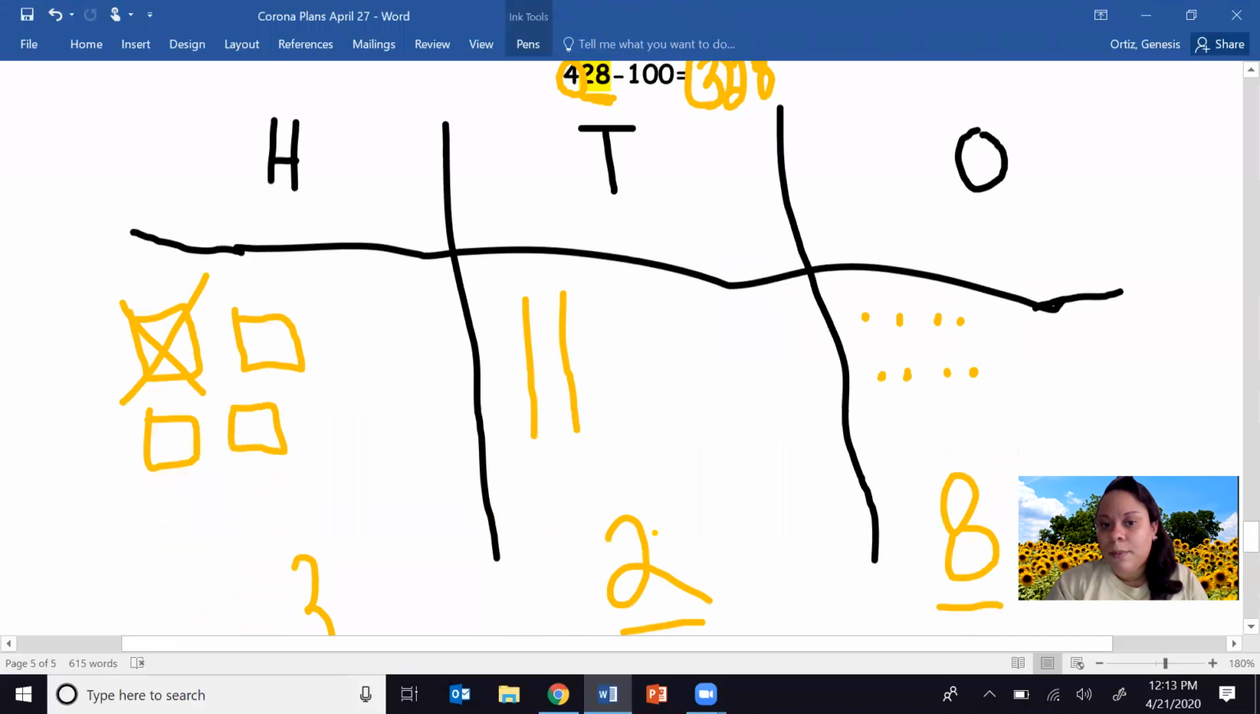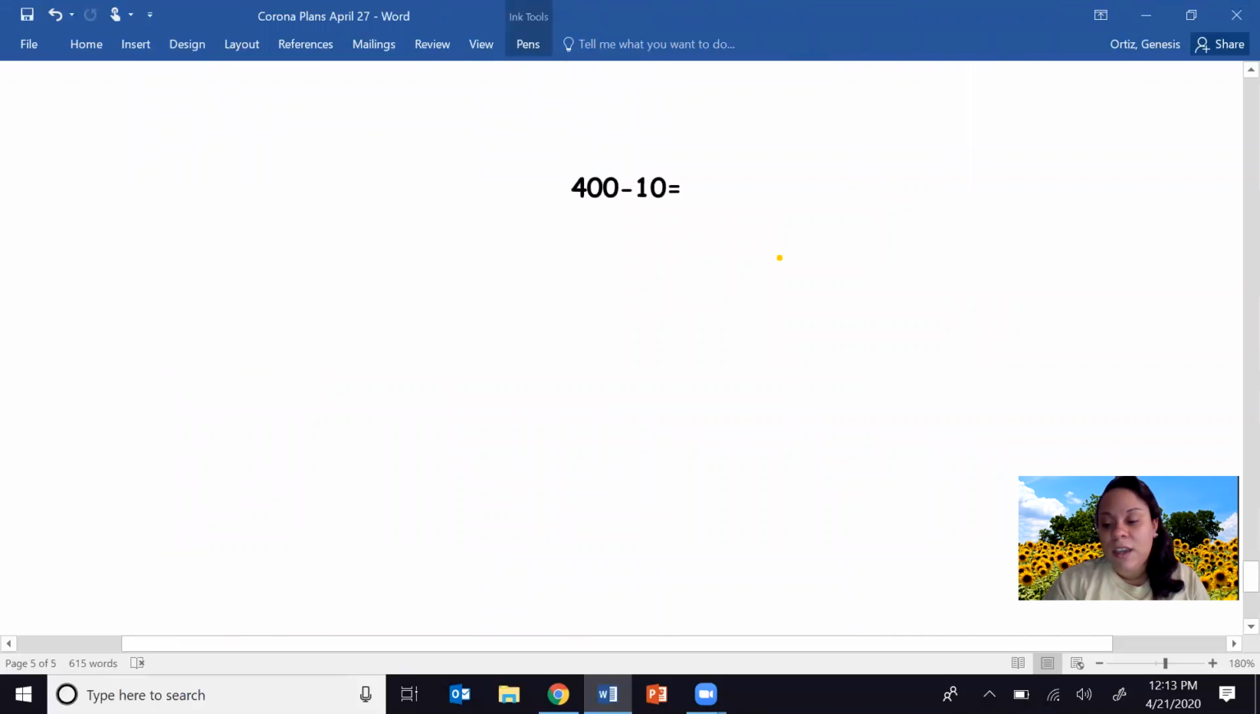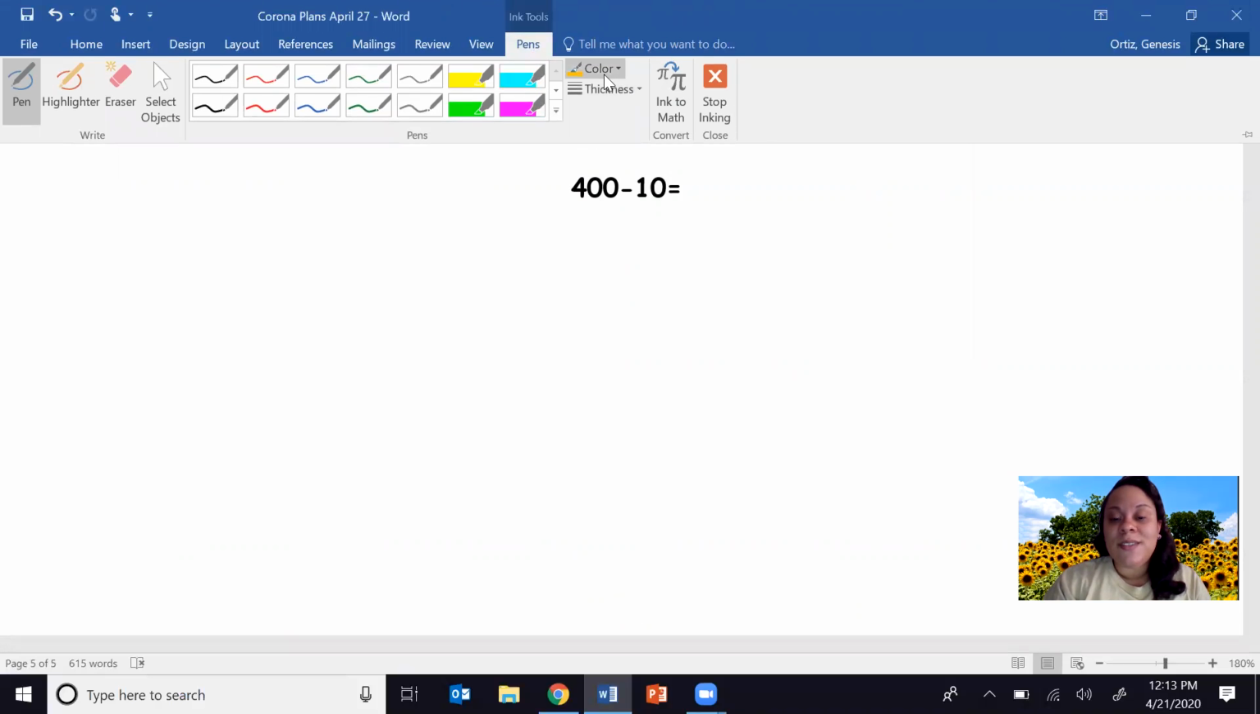But let's do our second problem because that's where it gets funky. So sometimes you'll get problems like this where your hundreds and your tens place is going to change. And a lot of times that happens when we're subtracting 10 from a number like 400, 500, 600, 700. Those type of numbers, your hundreds and tens are going to change.